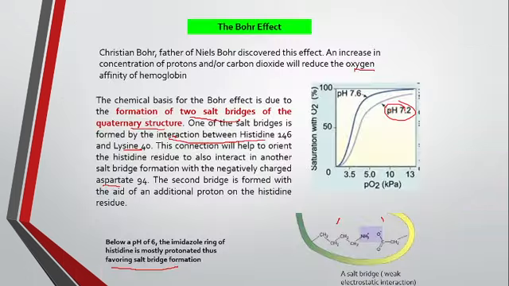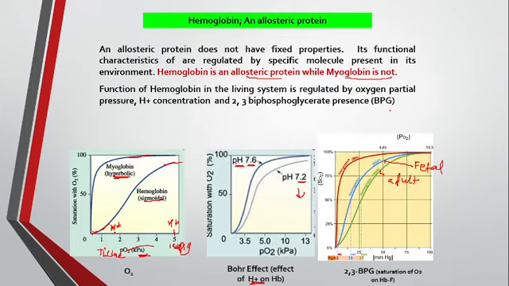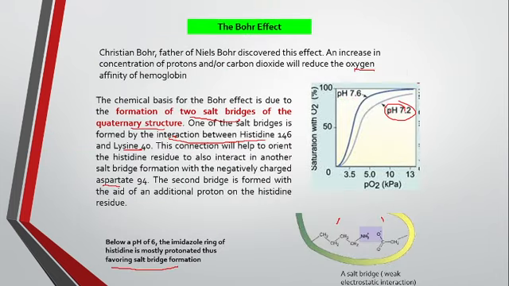Next we learn about the allosteric effect and the Bohr effect. Here, myoglobin does not show allosteric behavior, that's why there are no changes, and it shows a hyperbolic curve, while hemoglobin is an allosteric protein, that's why it shows a sigmoidal curve. And as the pH decreases, the affinity of hemoglobin to bind oxygen decreases. This is about today's topic: the mechanism of hemoglobin and some factors affecting hemoglobin.